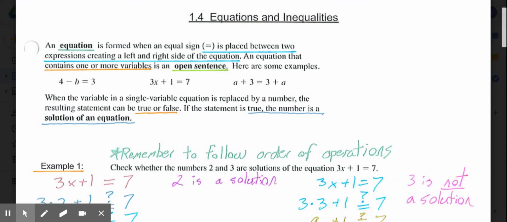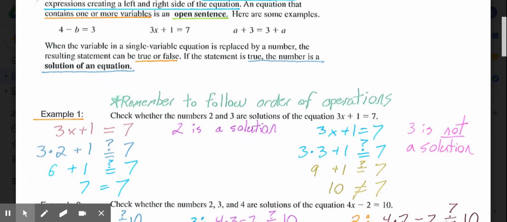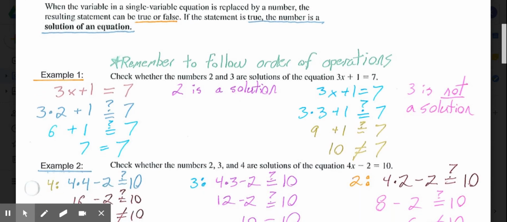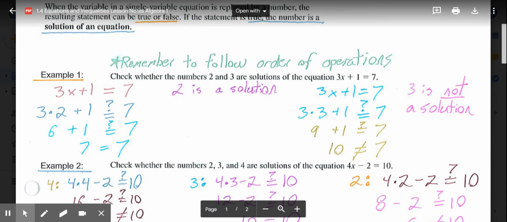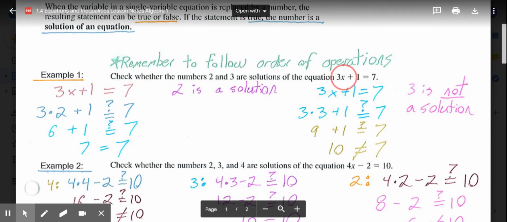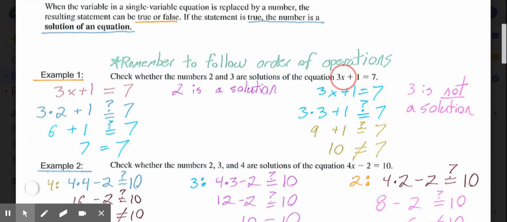Now you want to remember in all these examples to follow the order of operations. Looking at example 1, they want us to check whether the numbers 2 and 3 are solutions of the equation 3x plus 1 equals 7. So we're going to substitute 2 and then 3 into this equation for x to check if the two sides are equal.